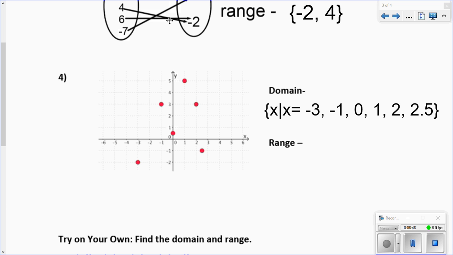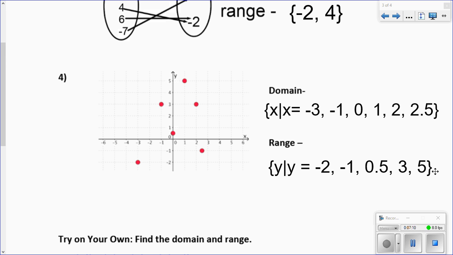Okay? And then y's, I look along this axis. And again, I can just go, okay, this one has -2, a -1, a 0.5, 2 threes, but I only have to write it once, and then a 5. So y equals -2, -1, 0.5, 3, and 5.